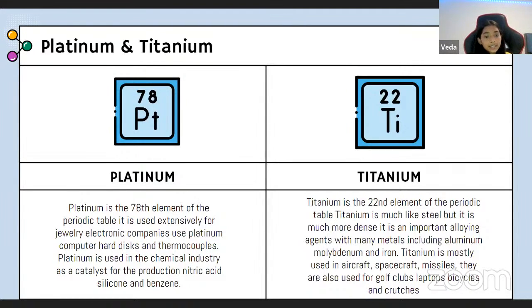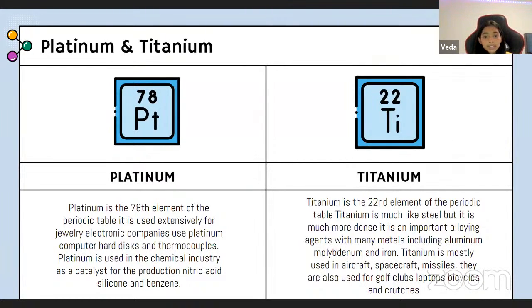I'll be talking about platinum and titanium. Platinum is the 78th element of the periodic table. Its symbol is Pt. Platinum is used mostly for jewelry. Electronic companies use platinum for computer hard disks and thermocouples. Platinum is used in the chemical industry as a catalyst for production of nitric acid and silicon benzene.